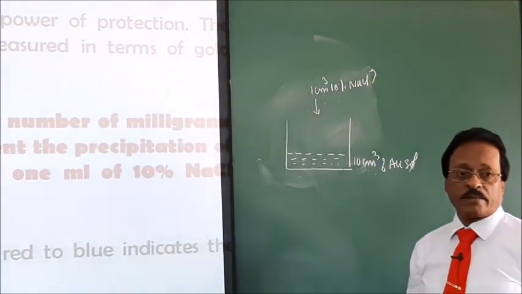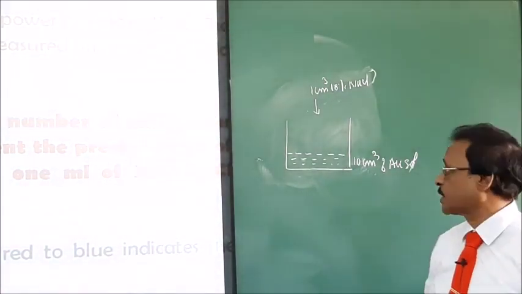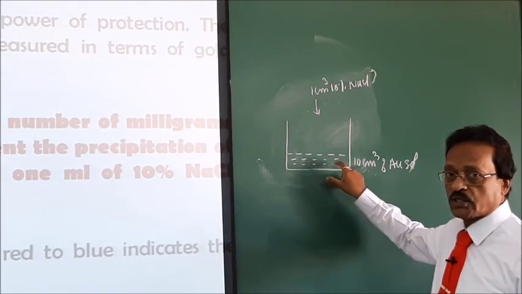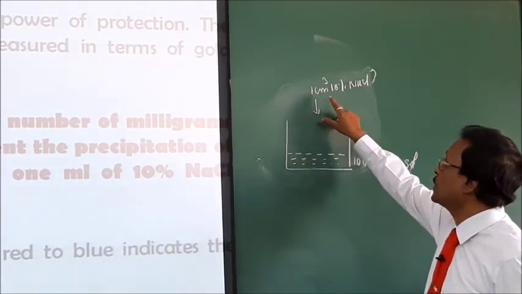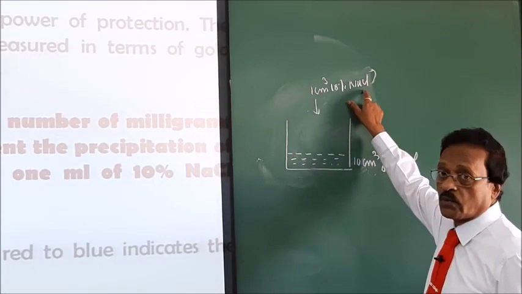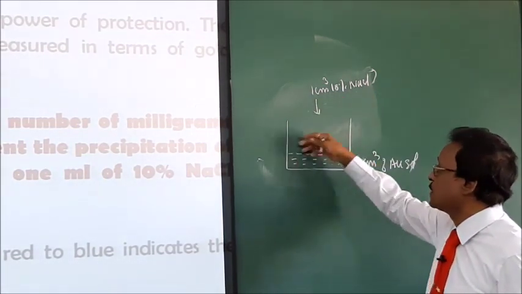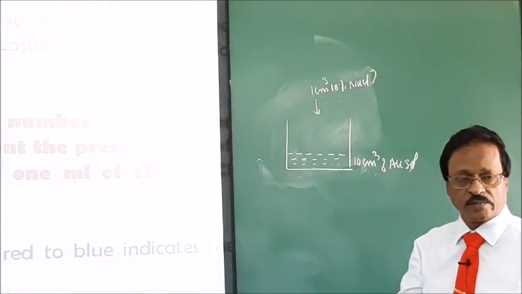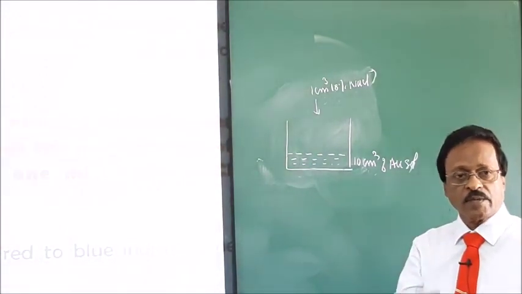Can you see what will happen? My dear students, can you see what happens? I have taken the gold sol, consisting of positively charged particles. I am putting 1 cm cube of 10% sodium chloride. What happens? On adding the electrolyte, the sol gets coagulated. Coagulation of colloids: by adding an electrolyte, the sol can be coagulated.